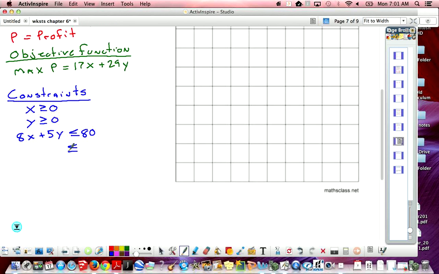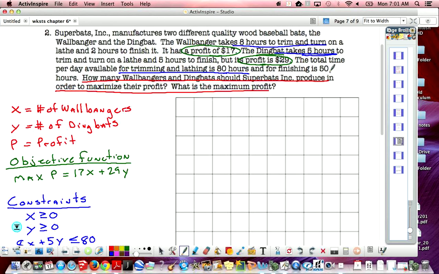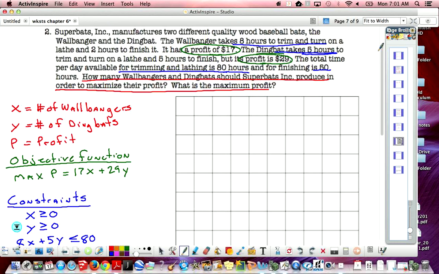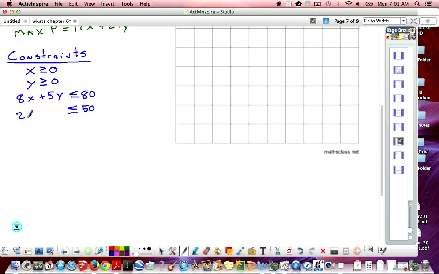Now the other one is finishing. To finish a bat, we only have 50 hours. According to our information, it only takes 2 hours to finish a wall banger, but it takes 5 hours, okay, to finish a dingbat. So 2x plus 5y has to be less than or equal to 50.